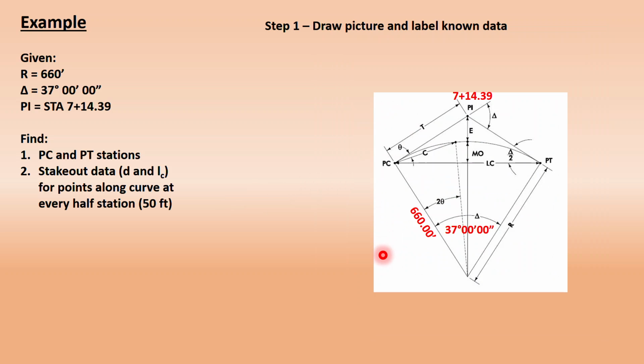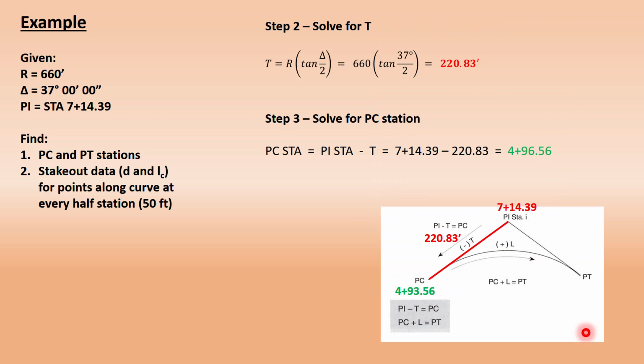So my step 1, this is my step 1 for really any problem. Remember I harped on this in soils class. It's always draw a picture and label what you know. If you draw out your curve, you can establish the PI station that you're given. We know the radius, and we know our delta angle. Step 2, we need to solve for the PC and PT stations first.